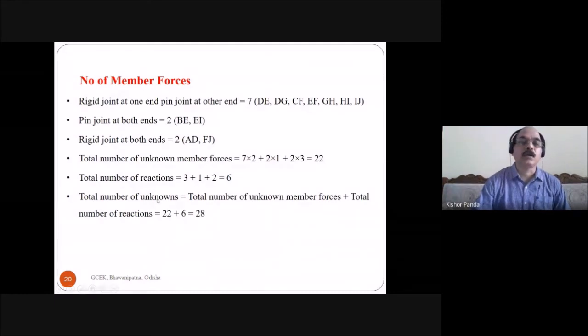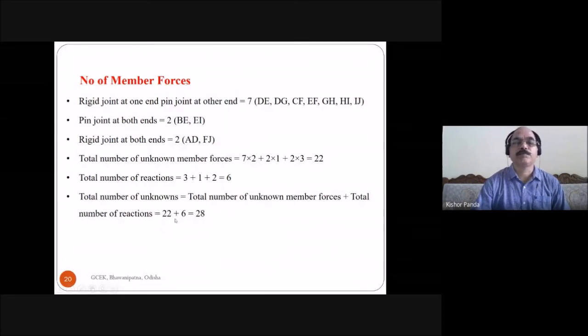Then find out the total number of unknowns. Total number of unknowns is equal to total number of unknown member forces plus total number of reactions. So total number of unknown member forces is equal to 22, and total number of reactions is equal to 6. 22 plus 6 is equal to 28. So total number of unknowns is equal to 28.